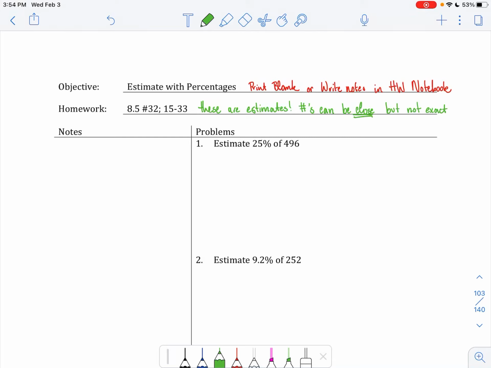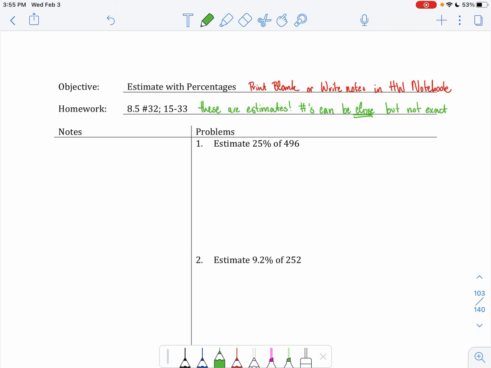Hi there. Today we're going to talk about estimating with percentages. Now you'll notice I've got a couple notes here. These notes are not in the packet. You can either print the blank copy that you see here, or you can write the notes in your homework notebook if you don't have a printer or you don't want to ask for help to print them out. It's just fine to take your notes in your homework notebook for this topic.